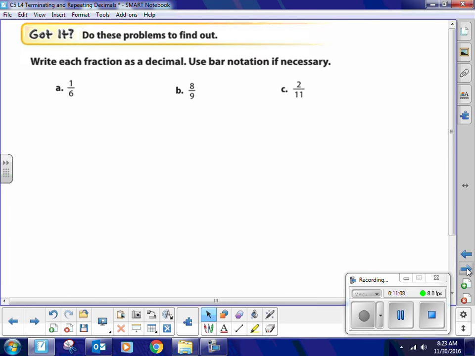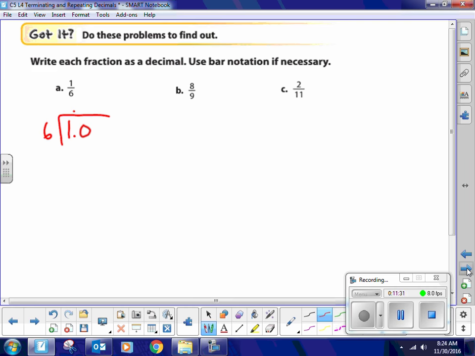Now they want us to write each fraction as a decimal. Use bar notation if necessary. Pause this video. Do all three of these. You should be able to do all three of these. Remember, it's the top divided by the bottom, which I should not have to say. Pause the video. I'll wait for you. Okay, you paused? Good. Here I go. Wow, you're paused. That's kind of funny.